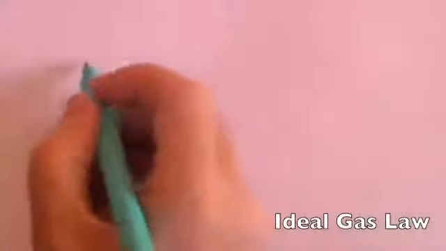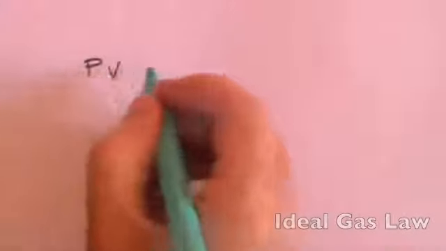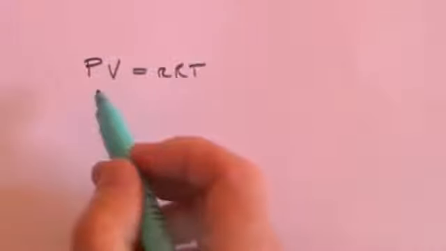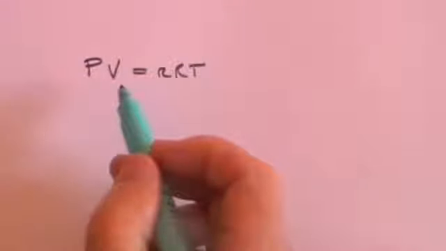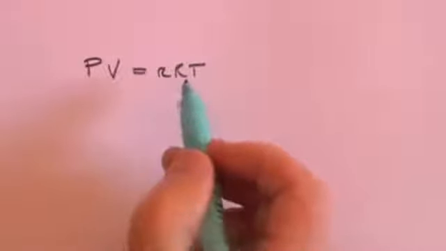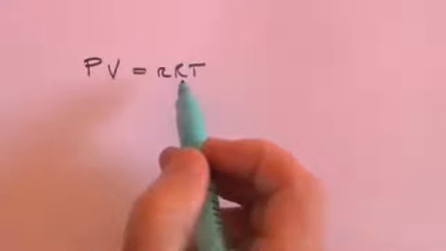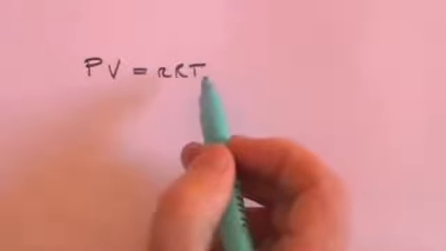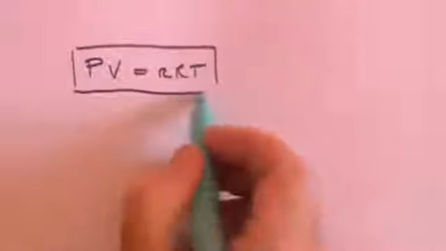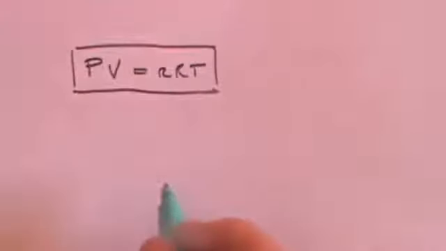The first is the ideal gas law, which says that PV equals nRT, where P is the pressure of the gas, V is the volume of the gas, n is the number of moles of the gas, R is the gas constant, and T is the temperature of the gas. And that is a formula that we're going to need extensively in this video.